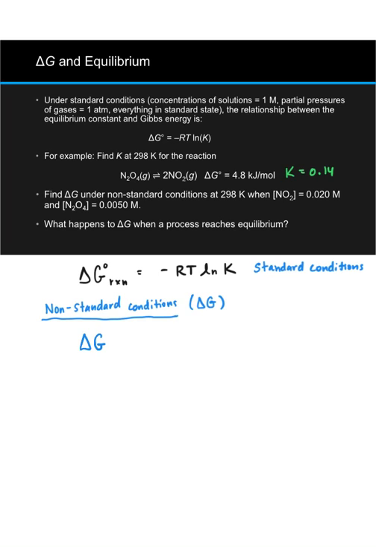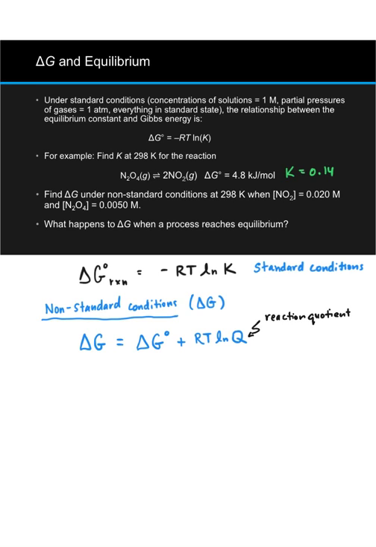Delta G under non-standard conditions is equal to delta G under standard conditions offset by some value, specifically offset by RT times the natural log of not K, but Q. This is our old friend, the reaction quotient, Q. It's written in exactly the same way that K is written, except it just provides a snapshot of a reaction that may or may not be at equilibrium right now.